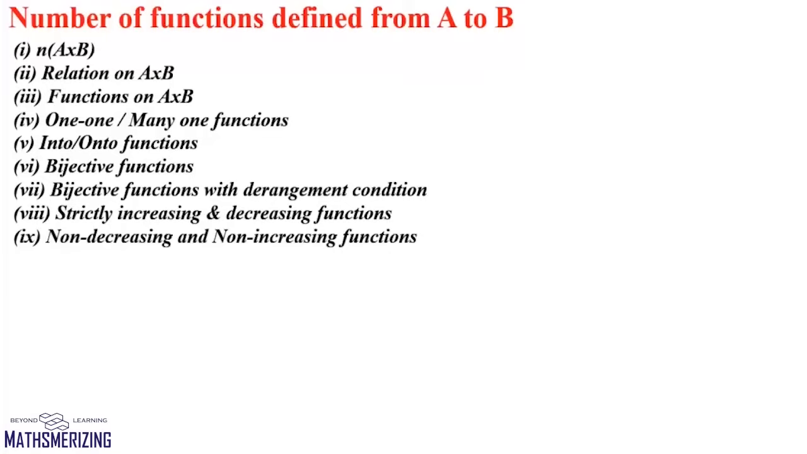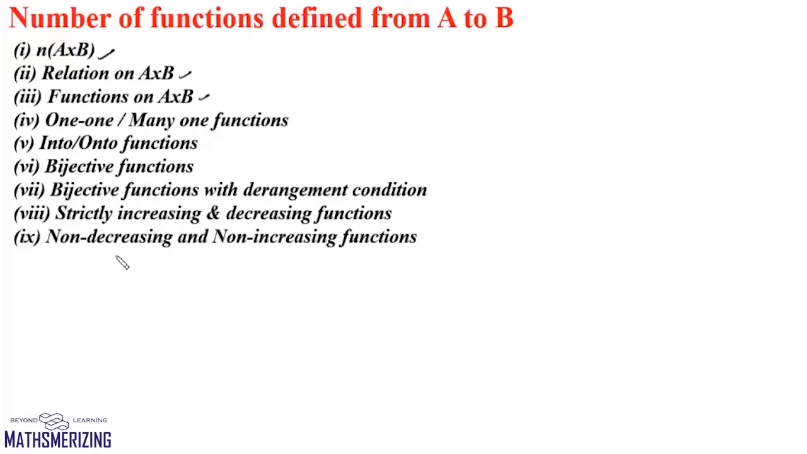So in this video, we'll be studying the number of elements in A cross B, the number of relations defined on A cross B, and the number of functions that can be defined on A cross B. Then we'll find a general formula for the number of one-one functions and many-one functions, the number of into functions and onto functions, the number of bijective functions, then the number of bijective functions with a derangement condition, then we'll find the number of strictly increasing or strictly decreasing functions, and in the end we'll find the number of non-decreasing or non-increasing functions.